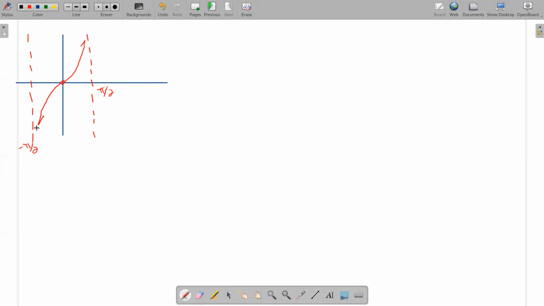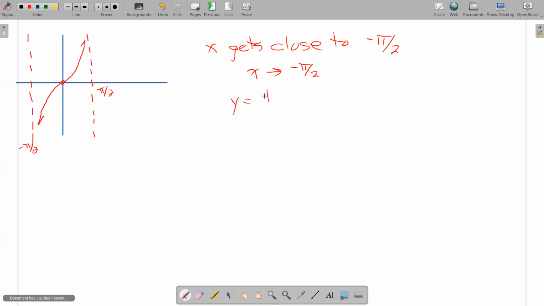So I just want to double check the behavior over here. X gets close to negative pi over 2. A lot of times we abbreviate in math by saying X arrow negative pi over 2. You'll see that sometimes. I want to know what the tangent's doing. So y is the tangent of X, which is the sine of X over the cosine of X. So what is the sine doing as X approaches negative pi over 2?